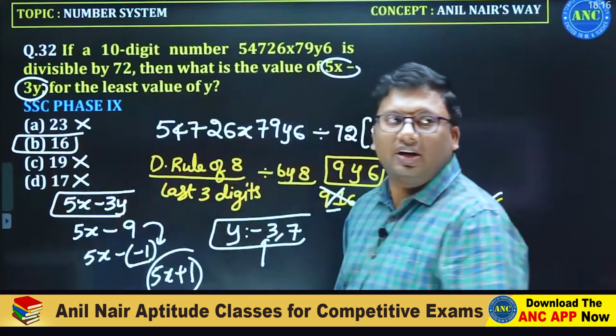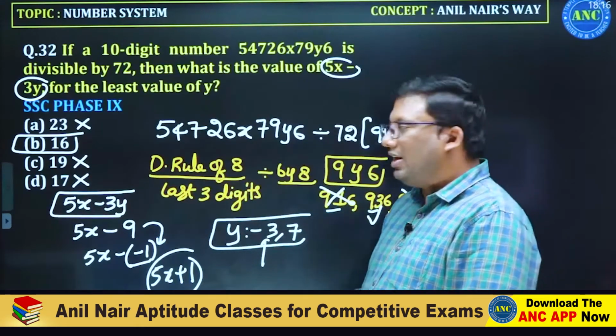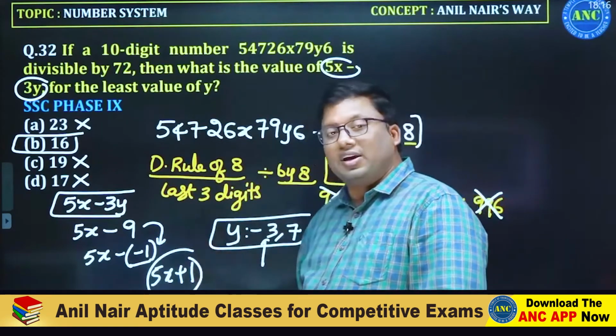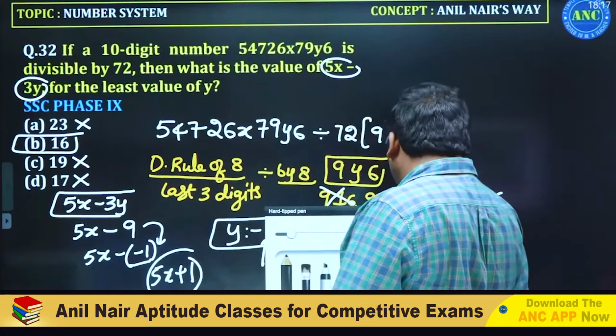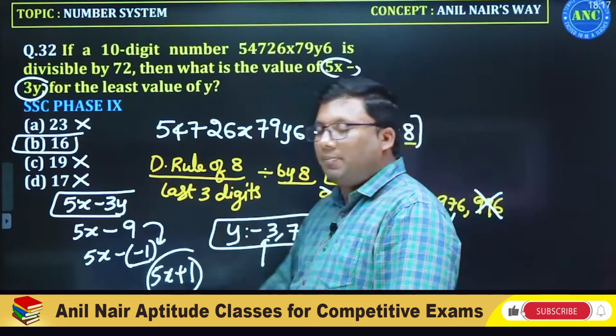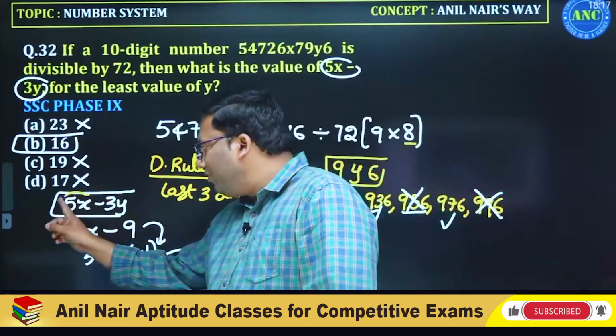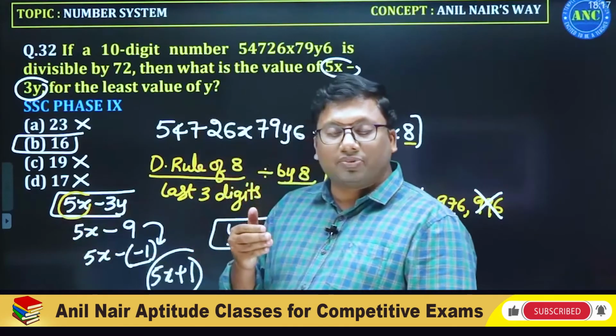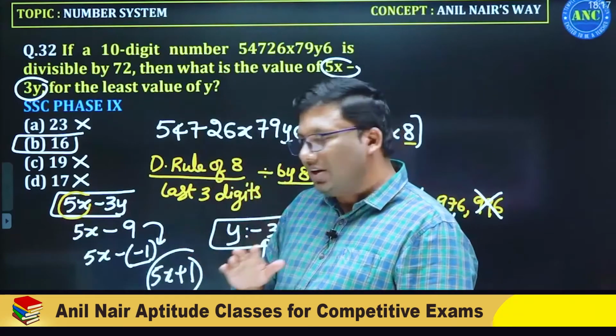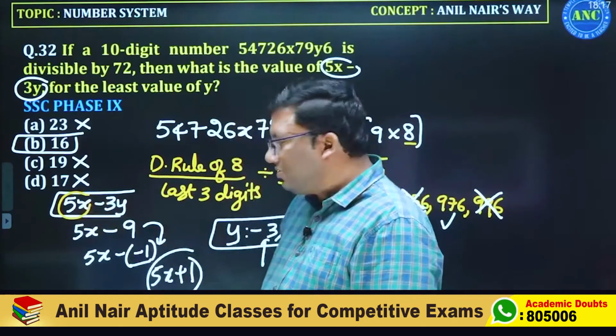You don't need to find out the value of x. Directly, the answer when divided by 5 should give a remainder 1. Again I am repeating: 5 into something means it is divisible by 5.